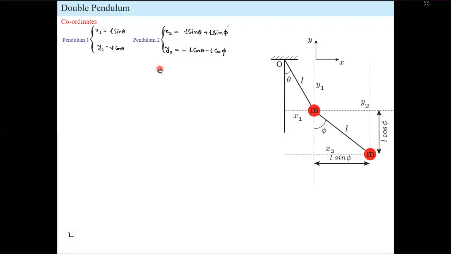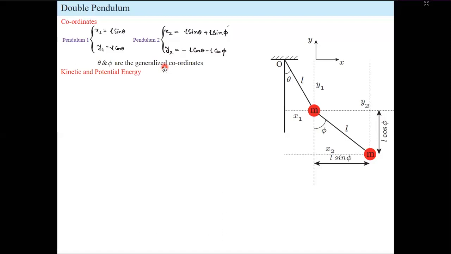Now we have the coordinates for both the pendulums, and we can see that with theta and phi we can describe this entire system. So therefore theta and phi are our generalized coordinates. Now we need to look at what are the kinetic energies and the potential energies of these individual pendulums.